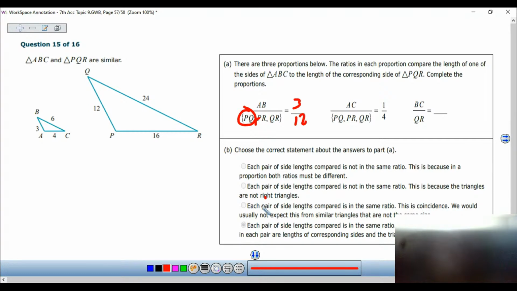All right. And 3/12 can be reduced. What's the reduction of 3/12 if we reduce that? You can go ahead and type it in the chat there.